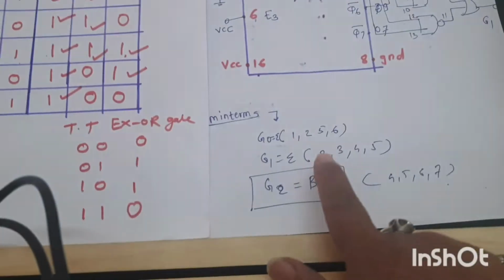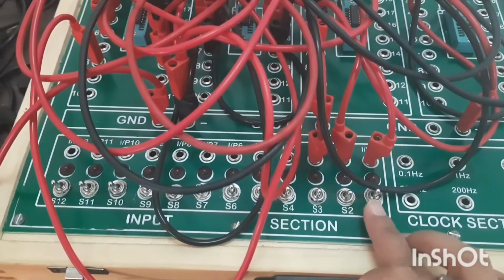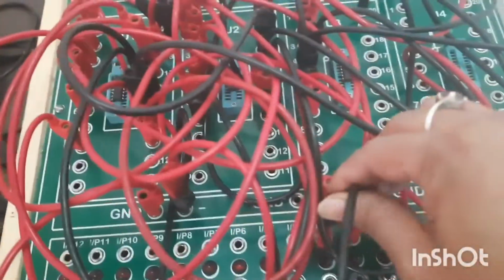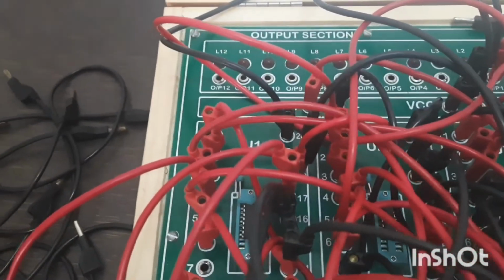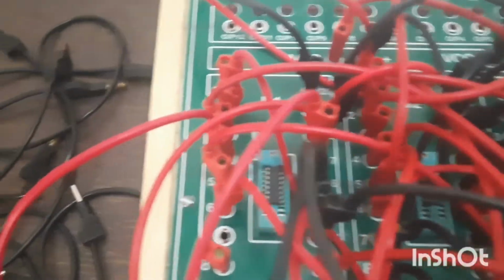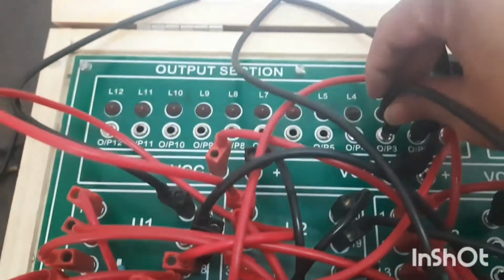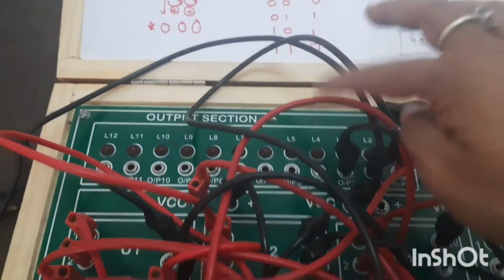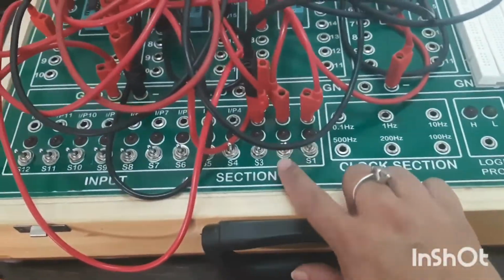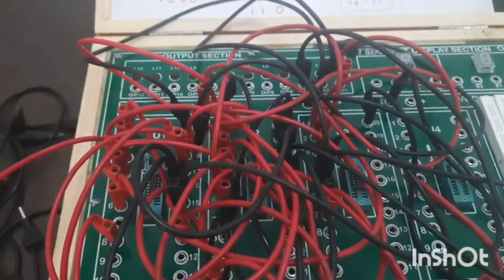For G2, G2 is equal to B2. So take input B2 and connect it to the output section. That is my G2. So this is G0, G1, G2, and this is my B0, B1, B2. All connections are over. Now we will see the output.